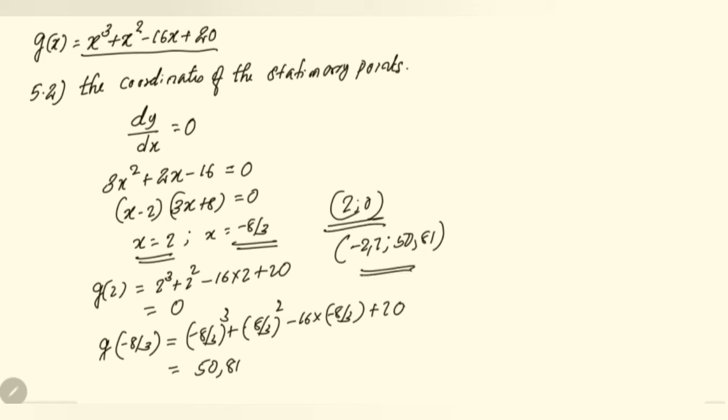So turning point, how do you get it? Differentiate and equate to 0. Then solve it, you will get x values of turning point. Substitute in the main function, you will get y values. Is it clear? Now we can go to the next question.